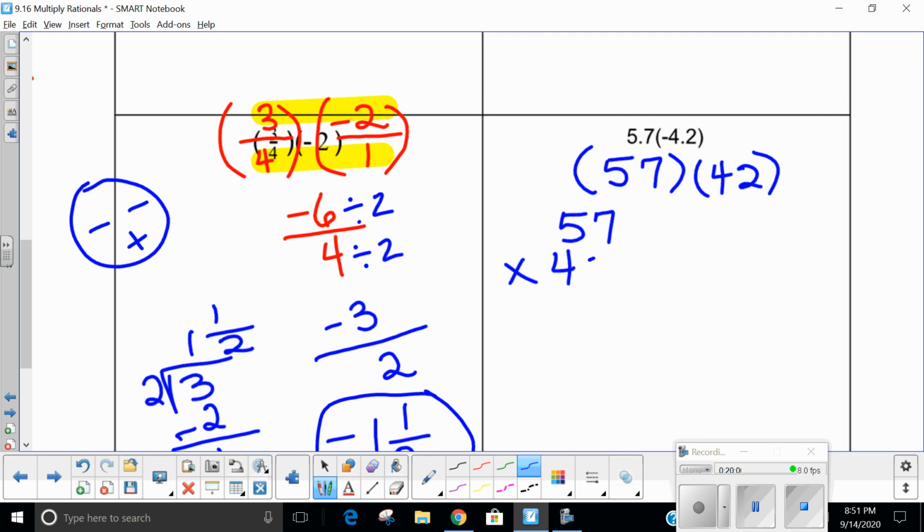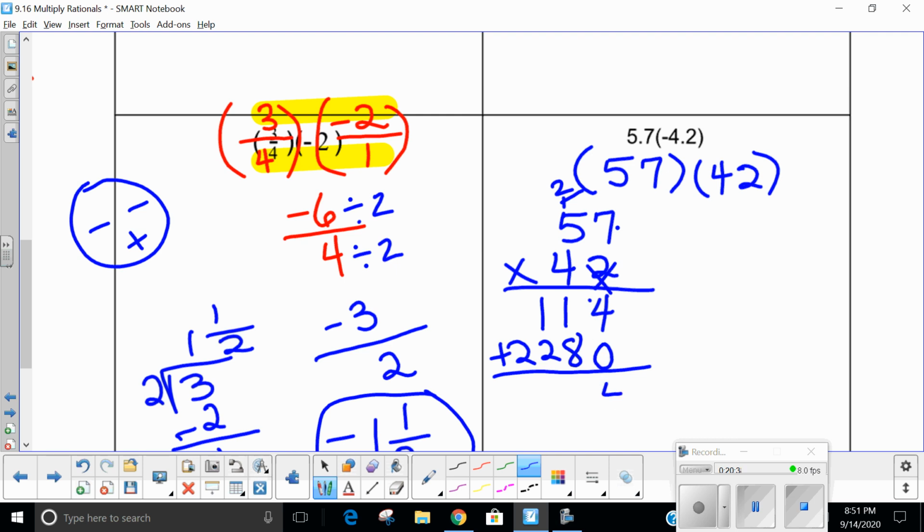times 42. 2 times 7 is 14, carry the 1. 2 times 5 is 10, plus 1 is 11. Now I'm scooting over one place value, so I've got to put a 0 here because I've scooted over one place value. I'm in the 10s place value, so my answer has to go here. 4 times 7 is 28, carry the 2. 4 times 5 is 20, plus 2 is 22. And I'm going to add that all together.